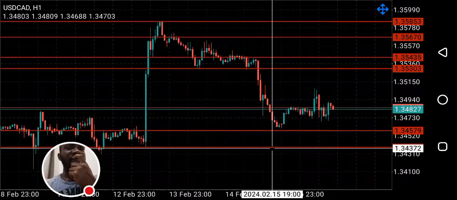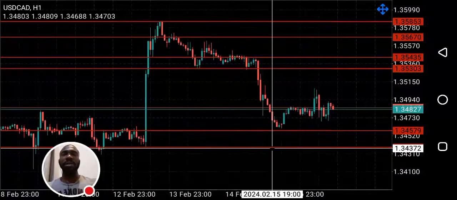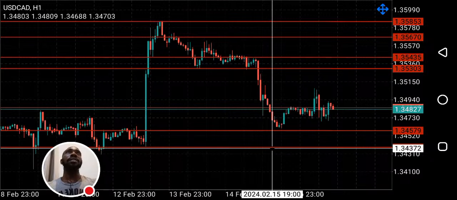USD ZAR. I always advise that whether you're an experienced trader or you're new to trading, focus on the major currency pairs. USD ZAR is an exotic pair, and the spread on those pairs is very high, and they are not as volatile as the major currency pairs. You should focus more on volatile pairs.